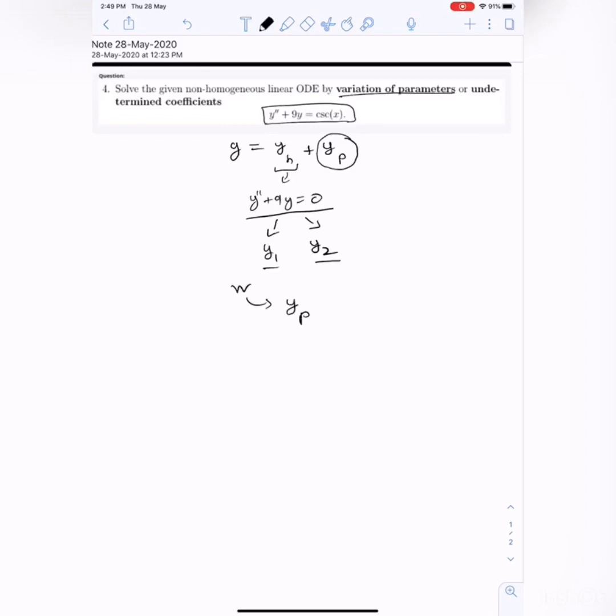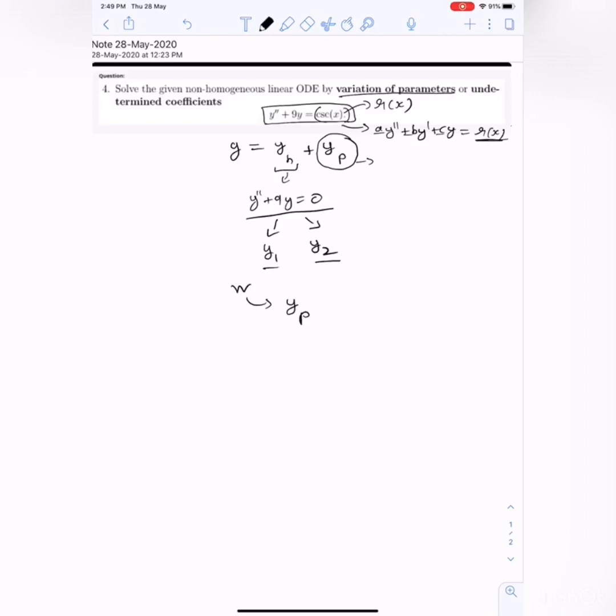Generally, this y particular would be based on our r of x. r of x is basically what is given in our right hand side. So this general form would be a times y double dash, where a is a function of x, plus b y dash plus c y equals r of x. Basically a, b and c are all functions of x, and so is r of x.